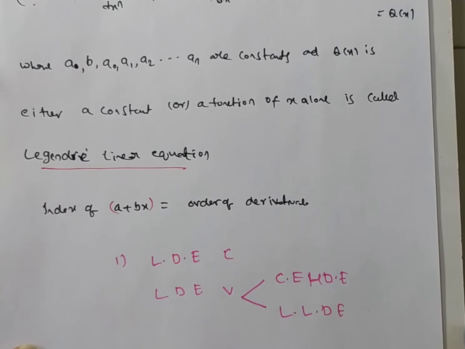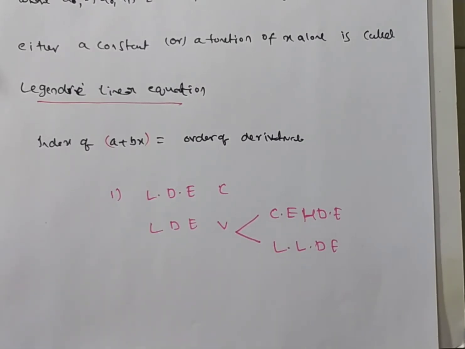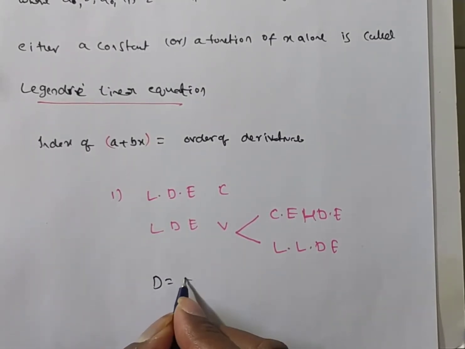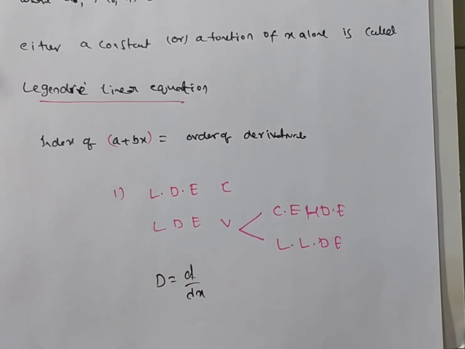Okay, so how to solve these types of differential equations? We have to introduce a new variable, that is the operator form. We have to convert into operator form. That operator we are denoting with D. D is nothing but d by dx. Okay, now I will explain how to solve these types of problems.